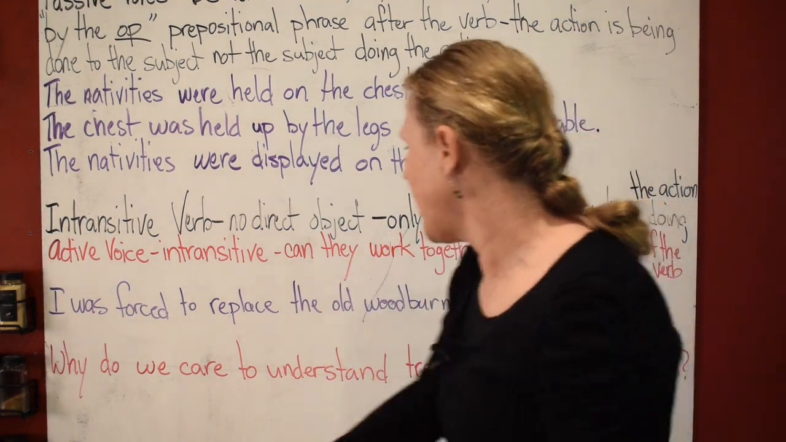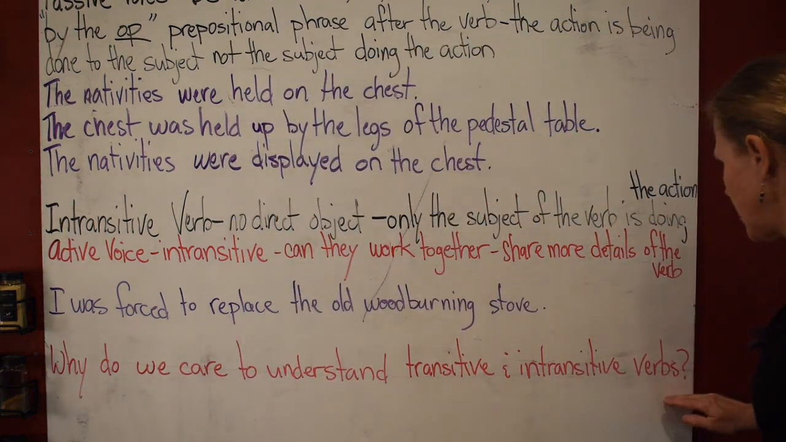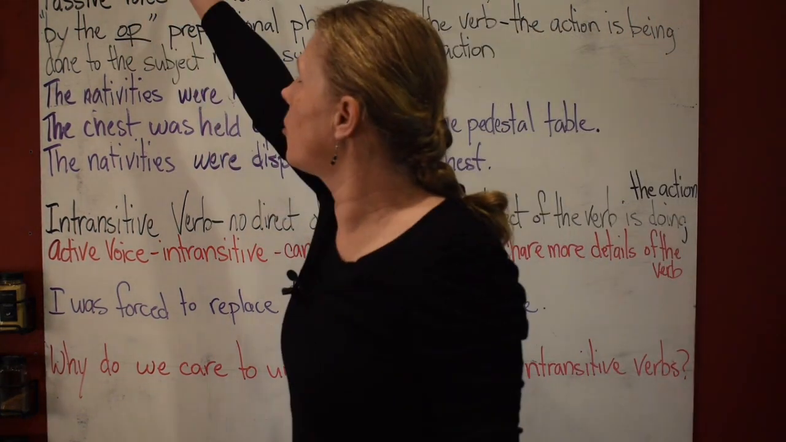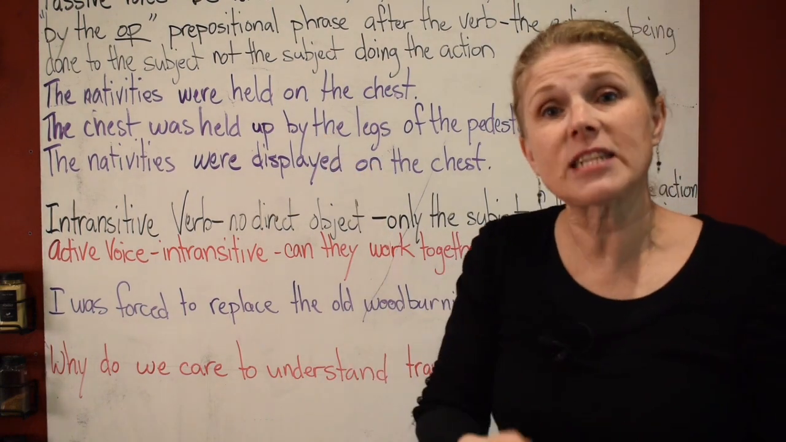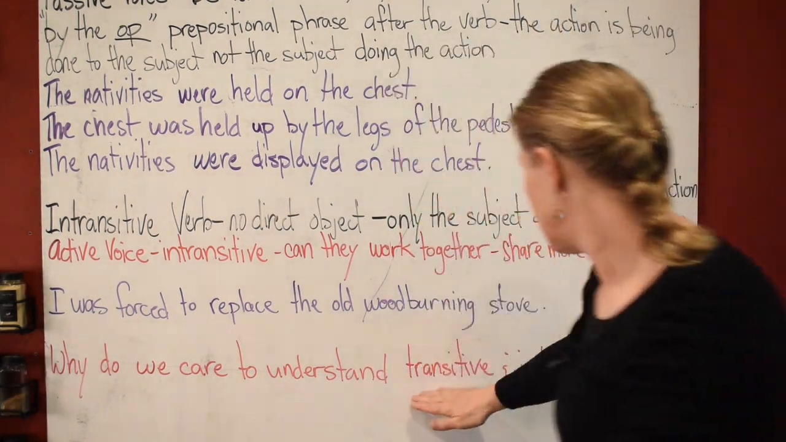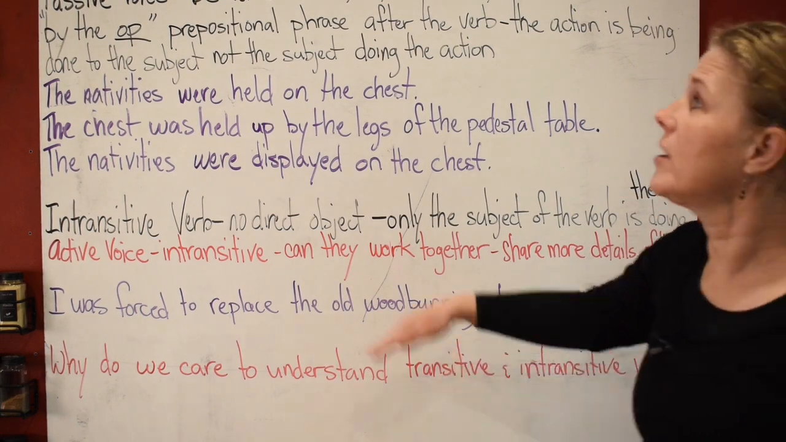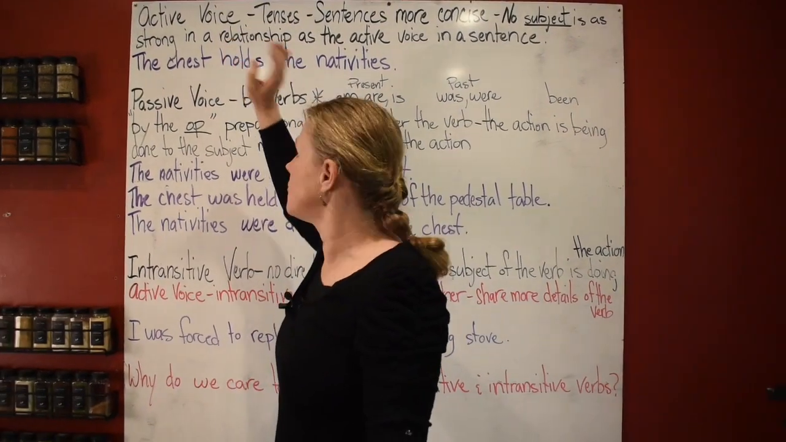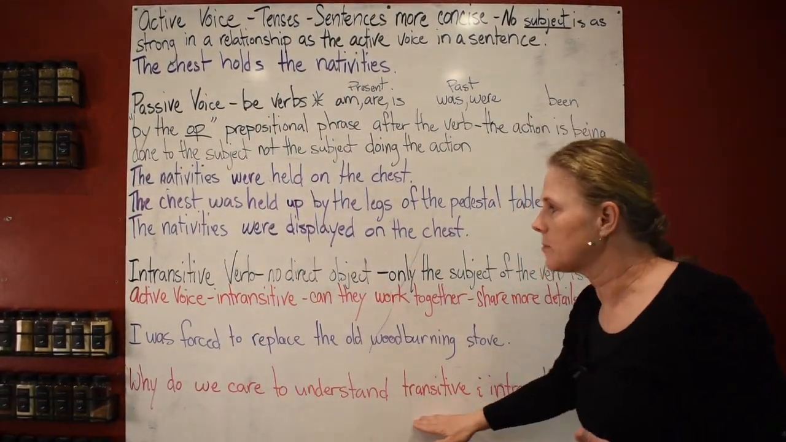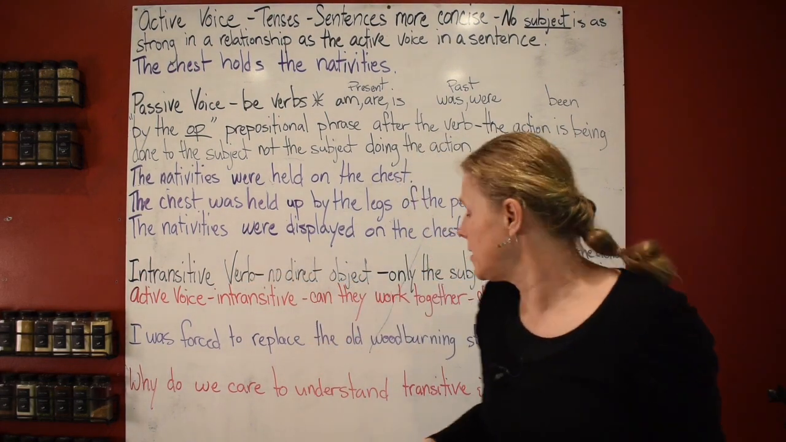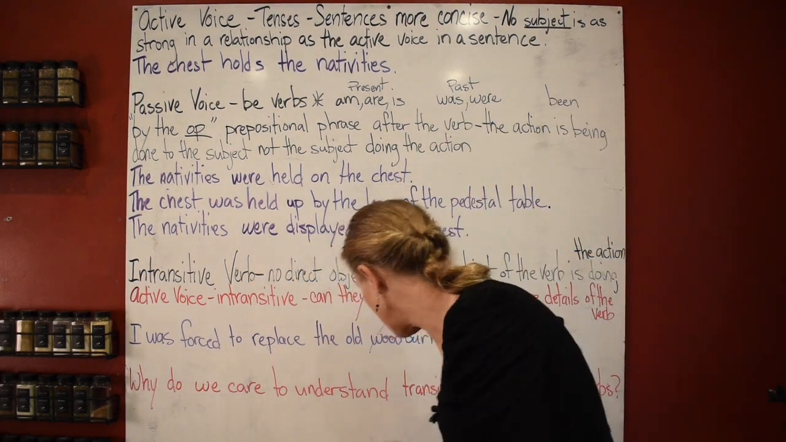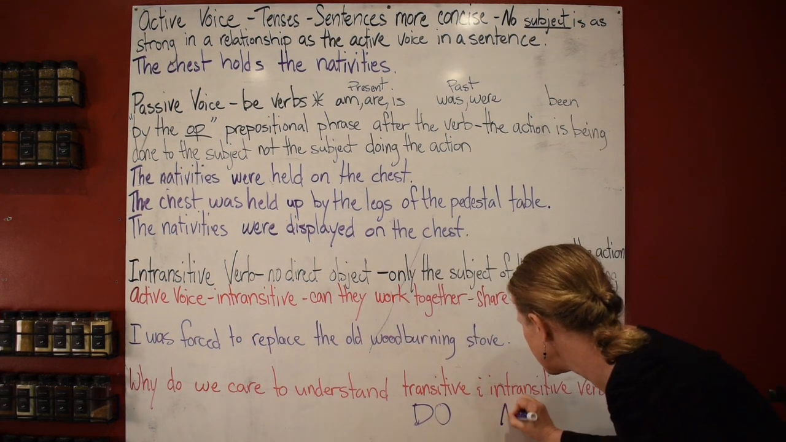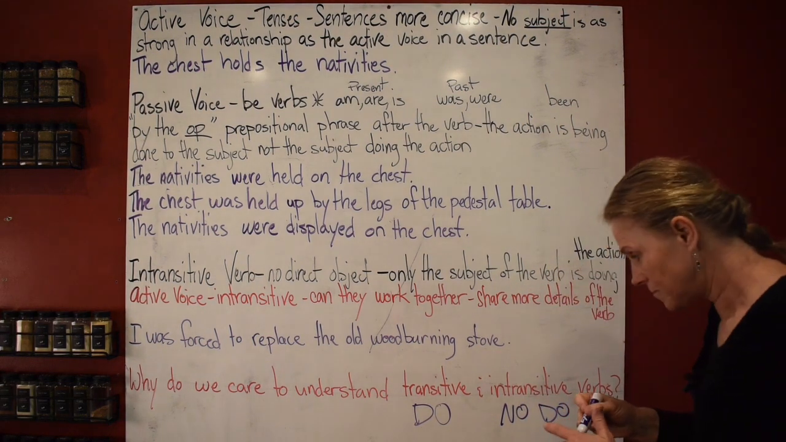Now, why do we care to understand transitive and intransitive verbs? If you understand the difference between a transitive and intransitive verb, you are going to be able to put your sentences in active and passive voice easier. Transitive verbs can go in active or passive. Intransitive verbs can only be in active voice. Transitive verbs have direct objects, right? And intransitive verbs have no direct objects.